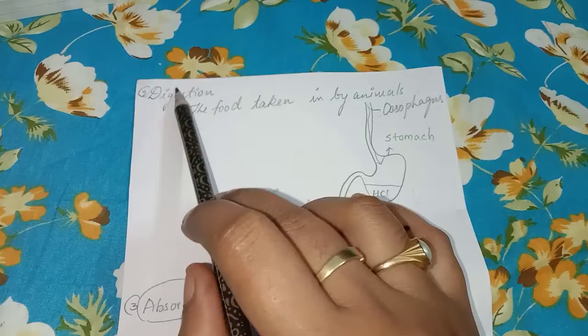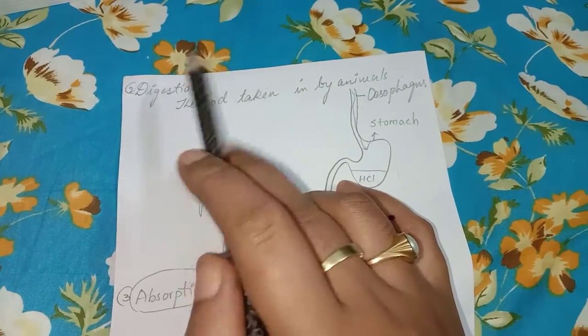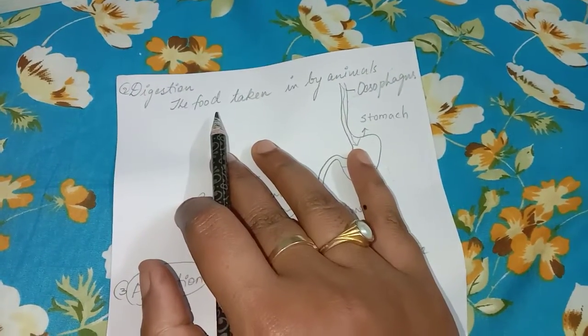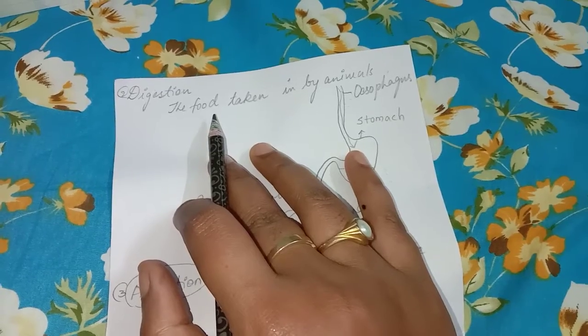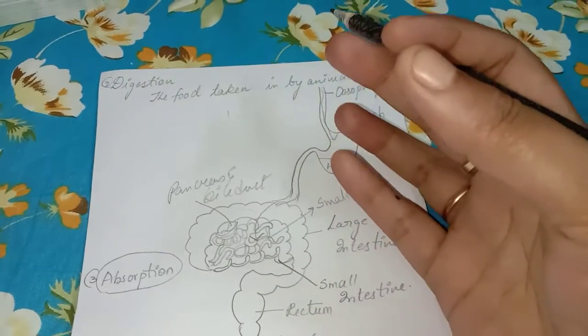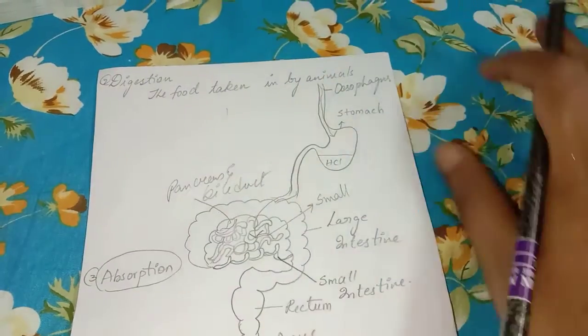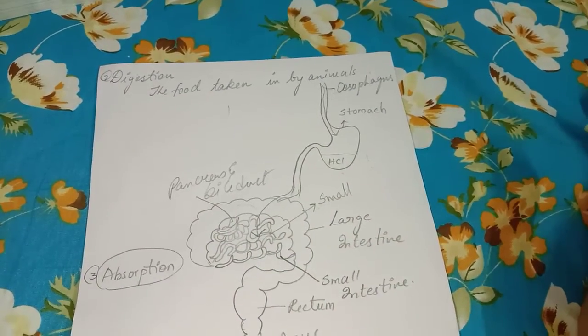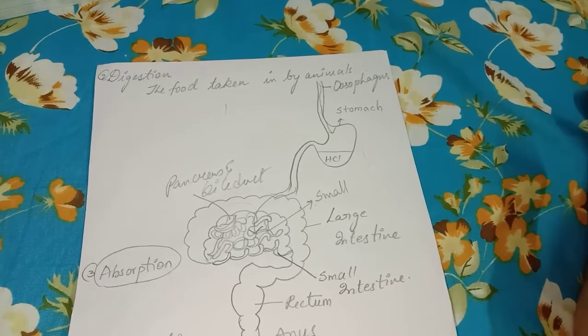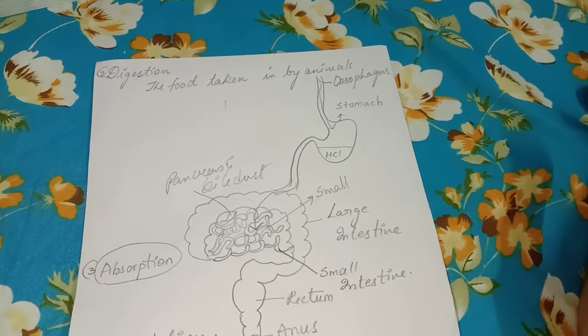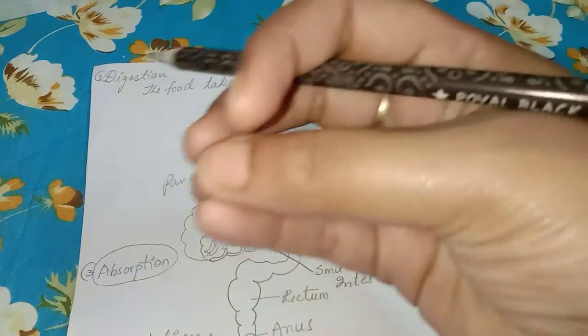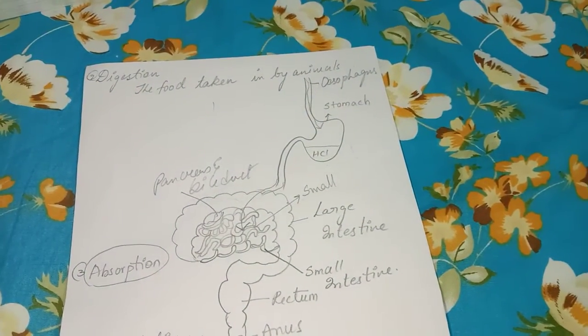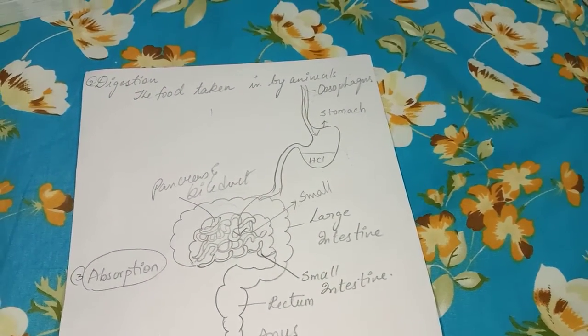The next stage is digestion, children. The food taken in by animals is normally complex, and the cells in the animal's body cannot absorb food in this form. So they have to break down the complex food into simple soluble substances with the help of digestive juices produced in the body. The process of converting the food we eat into a simple soluble form is known as digestion.